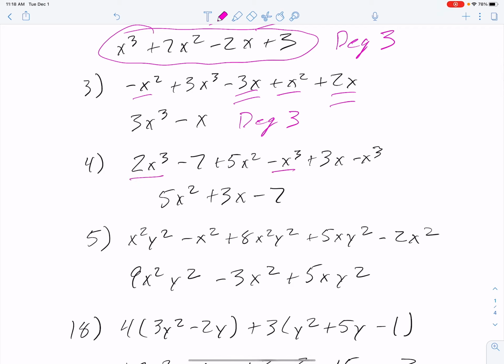2x cubed minus x cubed is going to add up to 0. None of the other terms have like terms, and so by the time we have simplified, the degree of the polynomial is 2.